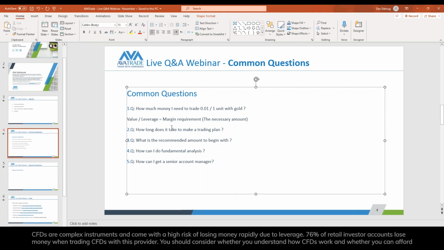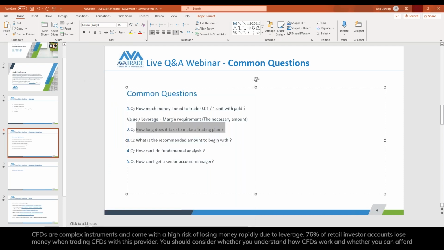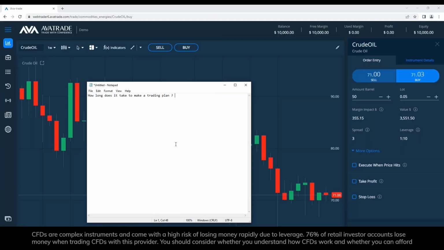Okay. How long does it take to make a trading plan? That's a question that I would like to revert back to you guys. How long does it take to make a trading plan? Who knows? First of all, let's understand what a trading plan is, right? We're not going to know how long if we don't know what that is. So what is a trading plan? Who knows?